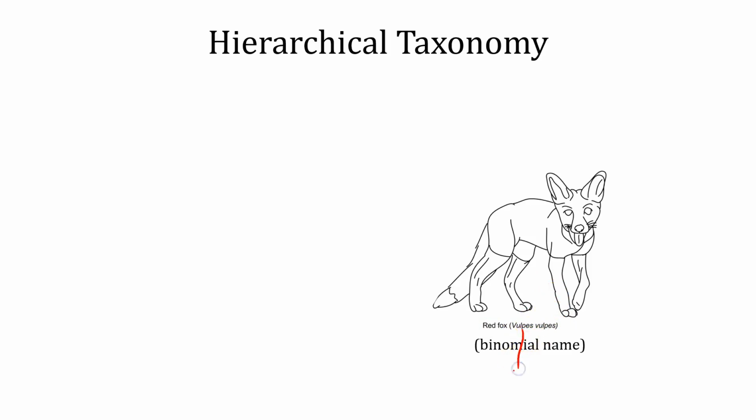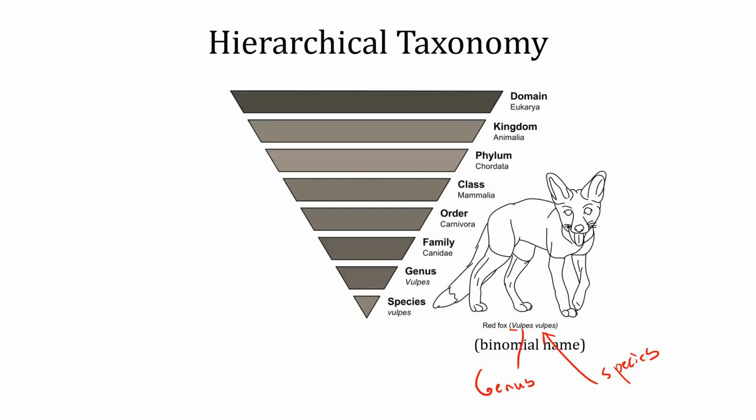The first word of a binomial name refers to the organism's genus, and it's usually capitalized. The second name in the binomial name refers to the species of the organism. And every organism has one of these names. Like for us, we as humans, we have the binomial name Homo sapiens. Homo would be our genus, and sapiens would be our species. Now, just to give you some context here, this particular organism, the red fox, is Vulpes vulpes. So Vulpes is its genus, and coincidentally, vulpes is also its species.